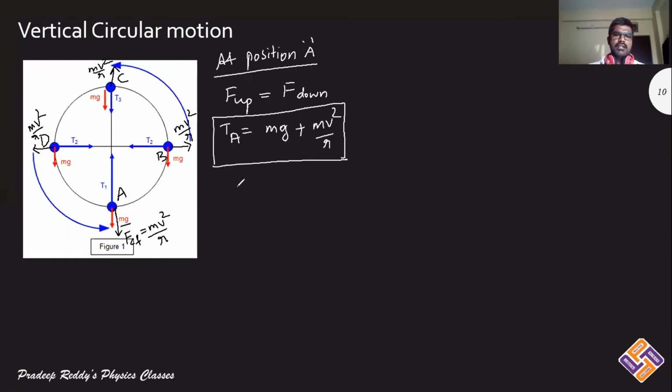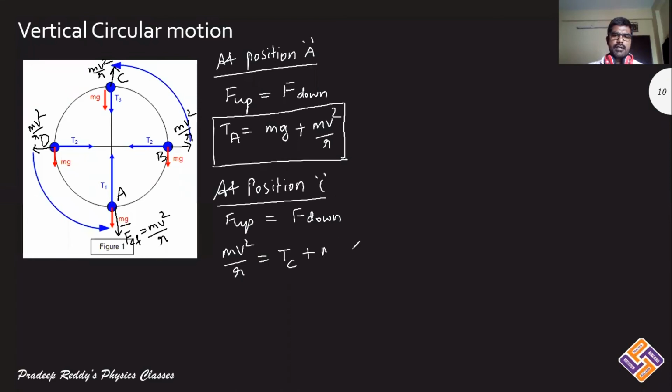Now come to position C. I am not considering B, I am considering position C. At position C, force in the upward direction is equal to force in the downward direction. Force in the upward direction, that is mv square by r, is equal to force in the downward direction, which is tension in C plus gravitational force mg. From here you can write tension Tc is equal to mv square divided by r minus mg.